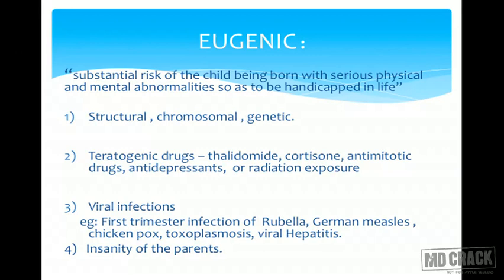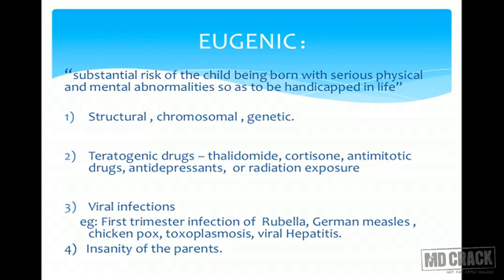If there is use of teratogenic drugs in a pregnant female, if she by mistake or whether she is on some therapy and she doesn't know that she is pregnant, and she has used these drugs like thalidomide, cortisone, antimitotic drugs, antidepressants, or she gets exposed to the radiation, these drugs can cause certain abnormalities which will create serious handicap in the future baby, and that's why we want to terminate that particular pregnancy.